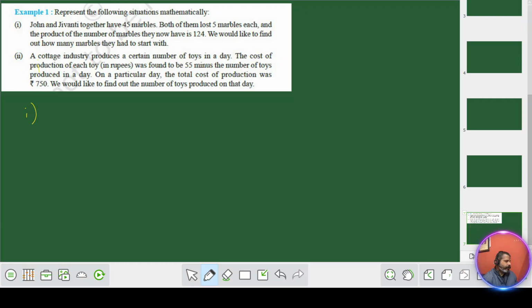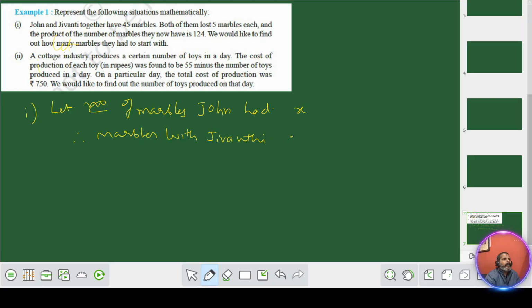Okay, so John and Jivanti had 45 marbles, right? Let the number of marbles John had be x. Therefore, the marbles with Jivanti will be how much? 45 minus x, because together they were having 45 marbles.